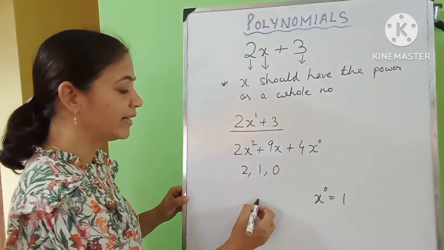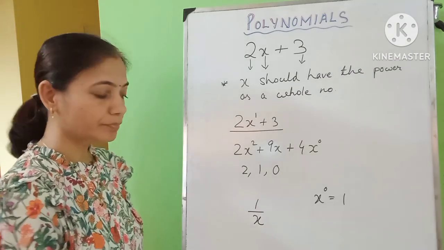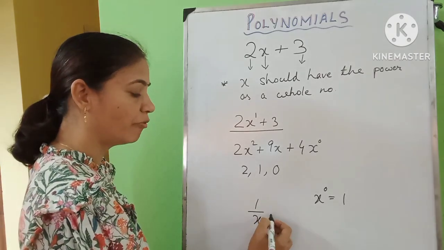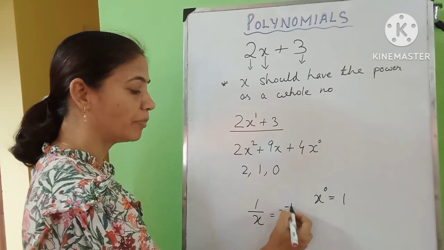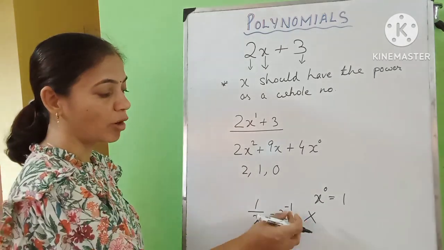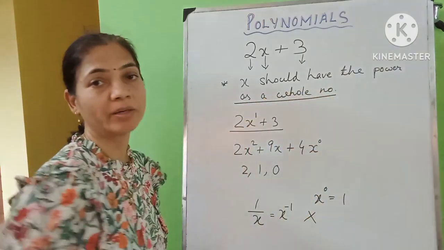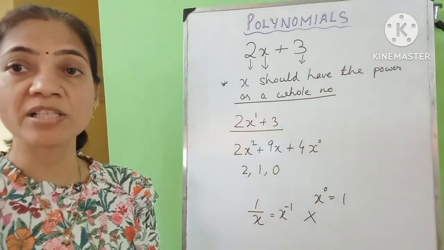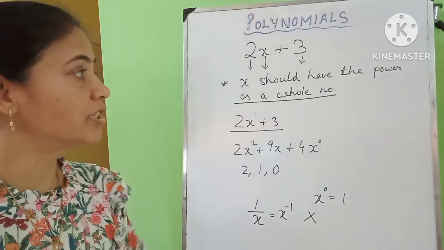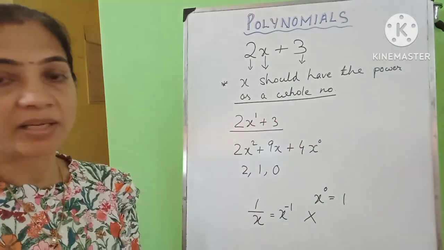But if I write it as 1 by x, is this a polynomial? Over here the power of x is x to the power minus 1. So this is not a polynomial, because minus 1 is not a whole number. So polynomials are algebraic expressions where the powers of the variables are whole numbers. They will be called polynomials.